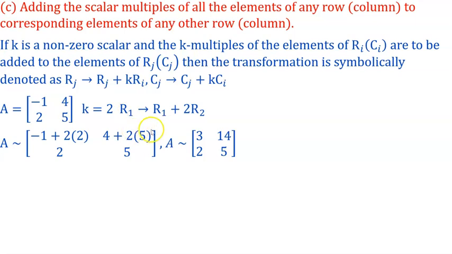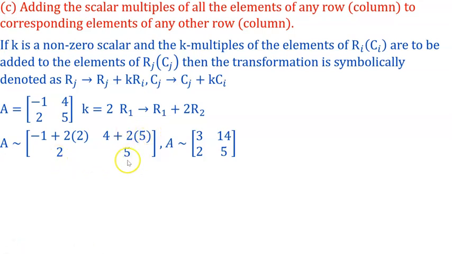Here R1 changes to R1 plus 2 times R2. And hence keep the second row as it is. In the first row, minus 1 plus 2 times this 2, that is 2 into 2. Next, that is 4 plus 2 times these 5 elements, that is 2 into 5.